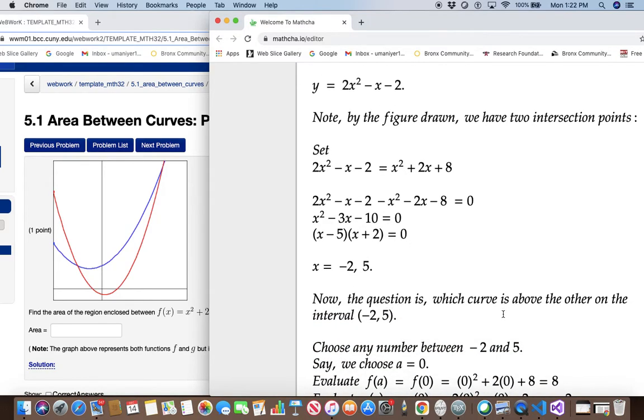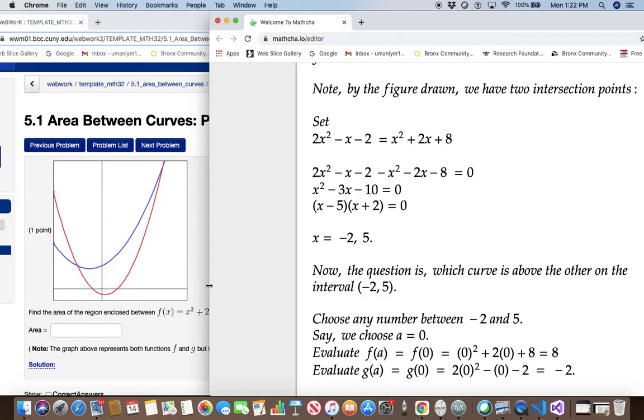Now the question is, which curve is above? We found the x coordinates of the intersection points. That point will have x coordinate negative 2. This point will have x coordinate positive 5. Now you consider the interval negative 2 to 5. Choose any number between the two. We choose 0. Evaluate it on f(x).